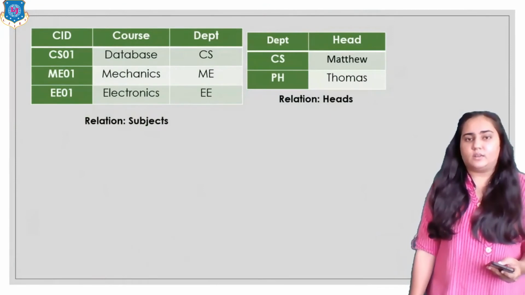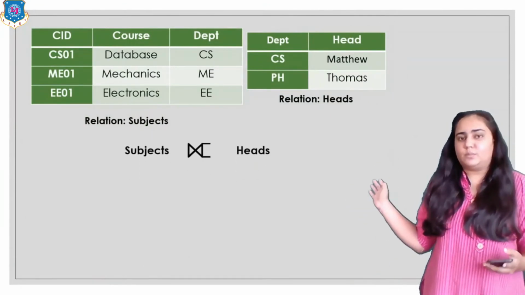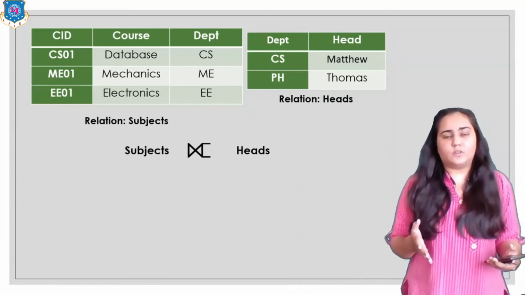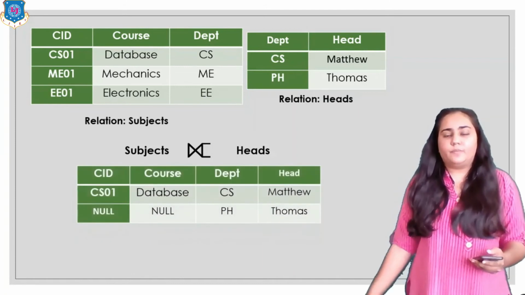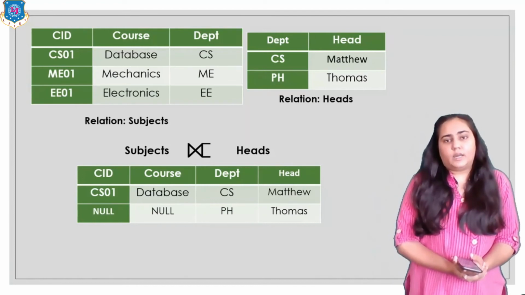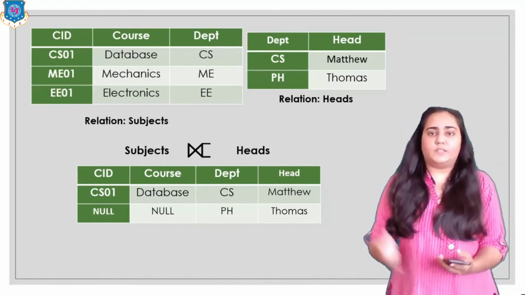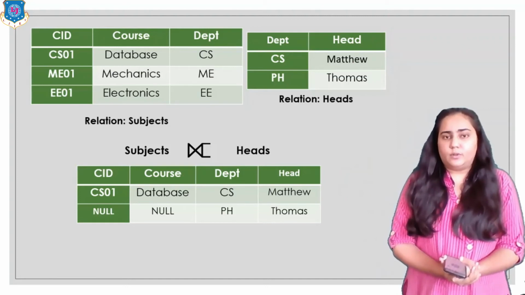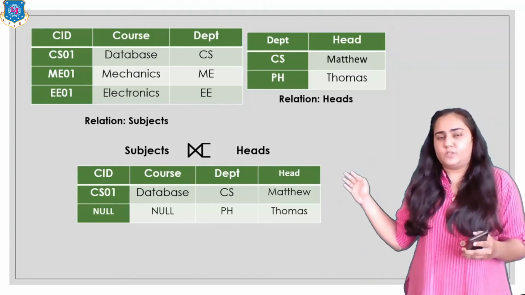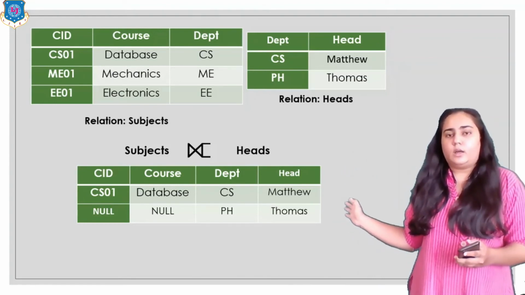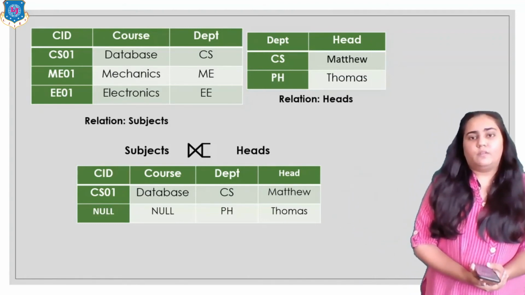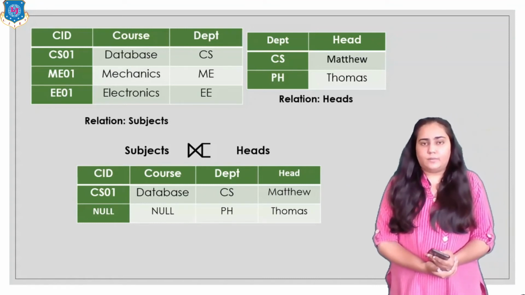So let's see once again the same two tables, and this time it's a right outer join. So we have done extension lines on the right hand side, and this is what we get as a result. So CID and course, they are the two columns which are not present in the heads table. That's why both are null. And the row with PH and Thomas is retained because it is present on the right hand side and not on the left hand side. And obviously the first row remains as it is because it is matching.